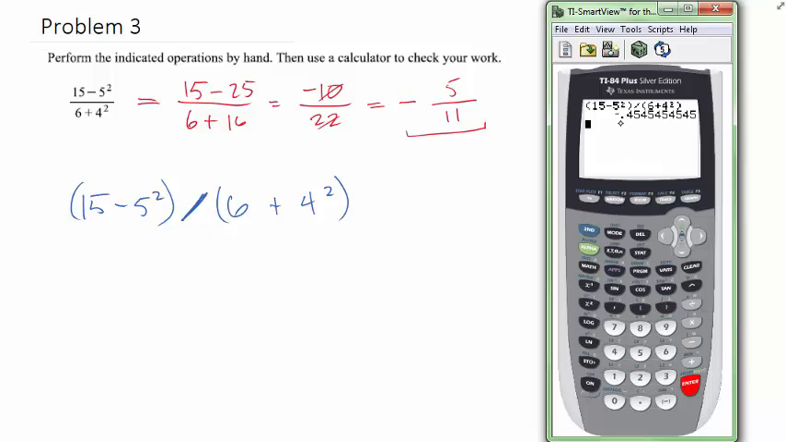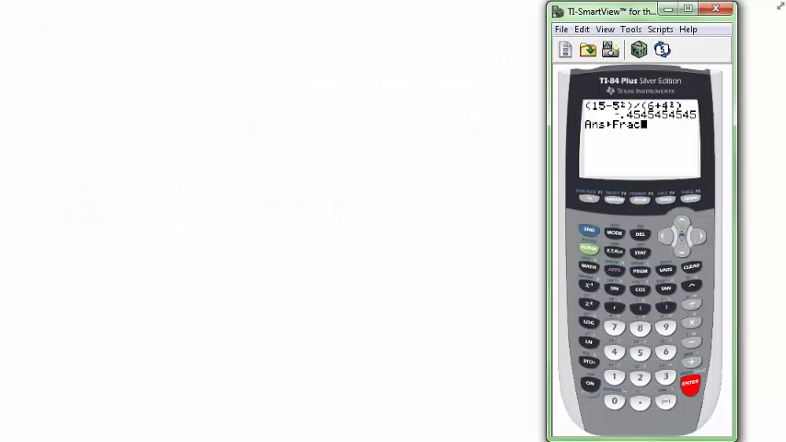Well, I got negative 0.454545. I wonder if that's equivalent to 5 over 11. Now there's a quick way to do that with a calculator. I'm going to press Math, and then this says whatever value I have, I'm going to make into a fraction. So I'm going to click on that. I'll take my previous answer and make a fraction out of that. And that's negative 5 over 11. Okay, so that's it.